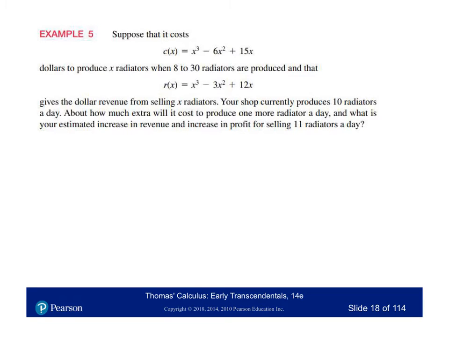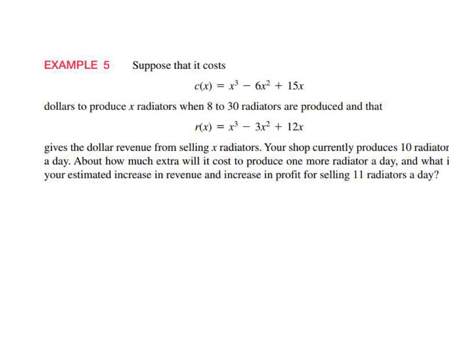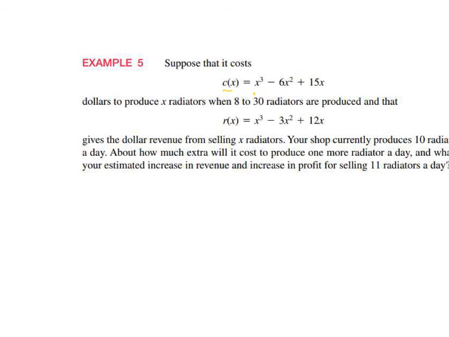Here's your problem. Suppose that the cost function is x cubed minus 6x squared plus 15x, and that is dollars to produce X radiators. Okay, we're doing radiators. So to do X number of radiators when 8 to 30 radiators are produced. Okay, so there's my limit. 8 to 30 is the number that I could use in there, and I can use that formula.